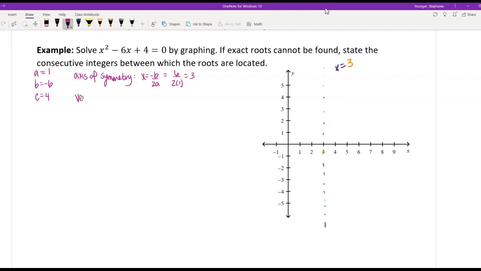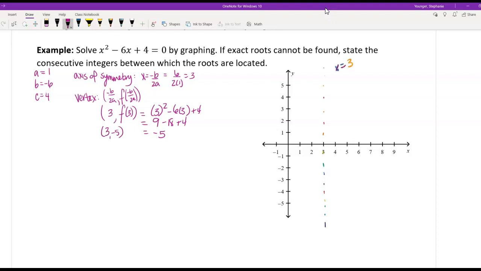My vertex is the point negative b over 2a, comma, f of negative b over 2a. Negative b over 2a, we just found out, is 3. So we're actually looking for 3 and f of 3. F of 3 is 3 squared minus 6 times 3 plus 4. In this case, 9 minus 18 plus 4 is negative 9 plus 4, which is negative 5. So we know our vertex is the point 3, negative 5.